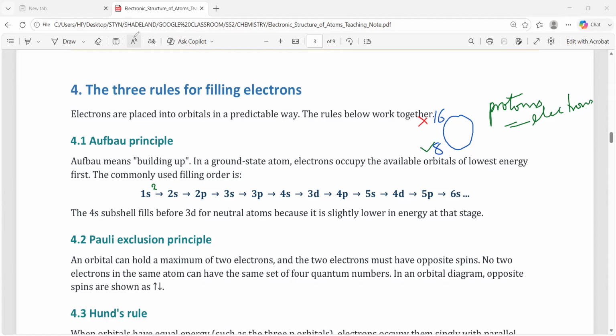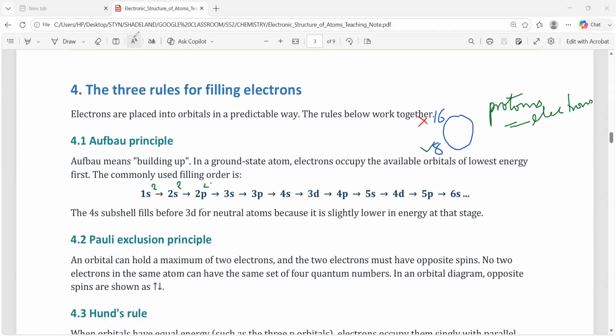Now, when we go to 2s, how many are we going to give 2s? 2. As long as it is s, it is still 2. So we are going to give 2s 2. How many electrons are left? 4. Okay, now pay attention to this one. How many electrons can the 2p take? 6. But how many electrons are left? 4. So we'll put all the 4 here.